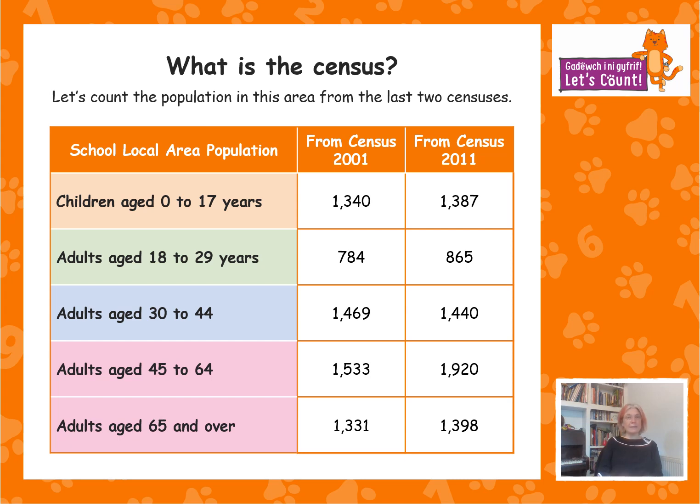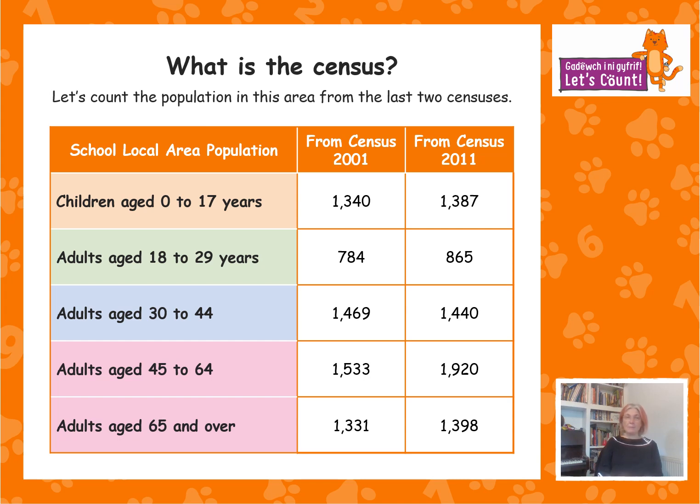I also looked at the adults aged 45 to 64, and I noticed that there are a lot more in 2011 than there were in 2001. Let's see if we can estimate. If I round the numbers to 1,500 and 1,900, that is 400 more adults in that age group living in this area. What has happened?